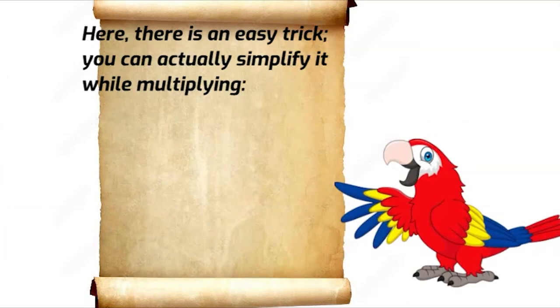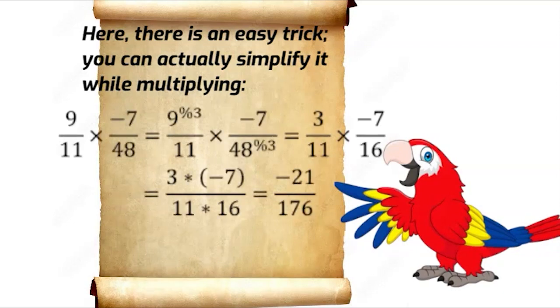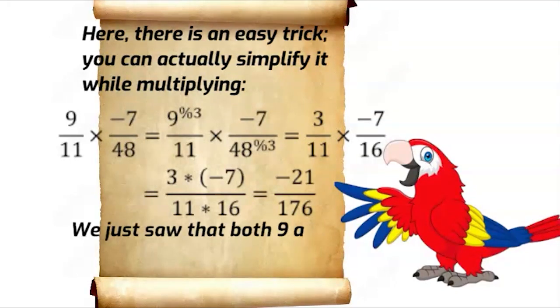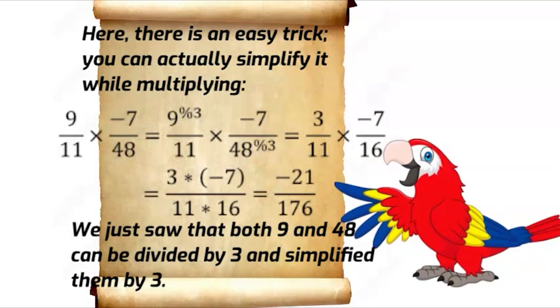Here, there is an easy trick. You can actually simplify it while multiplying. While multiplying 9 over 11 by minus 7 over 48, we can divide both 9 and 48 by 3, their greatest common divisor. So, instead, we multiply 3 over 11 by minus 7 over 16 and get minus 21 over 176.